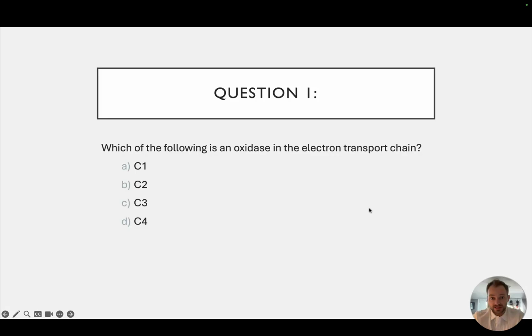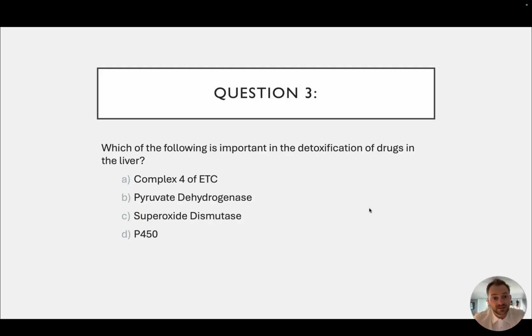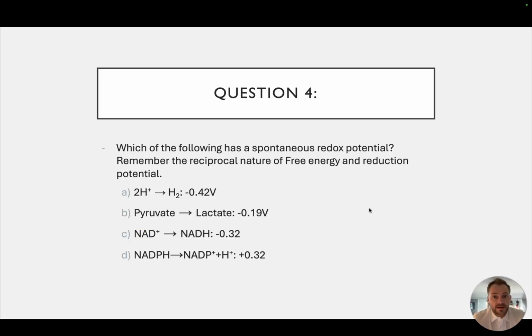Here are my questions. Which of the following is an oxidase in the ETC? C4. Which of the following adds an oxygen to a molecule? We're going to see dioxygenases do that. Which of the following is important in the detoxification of drugs in the liver? We know that P450 is incredibly important for that.